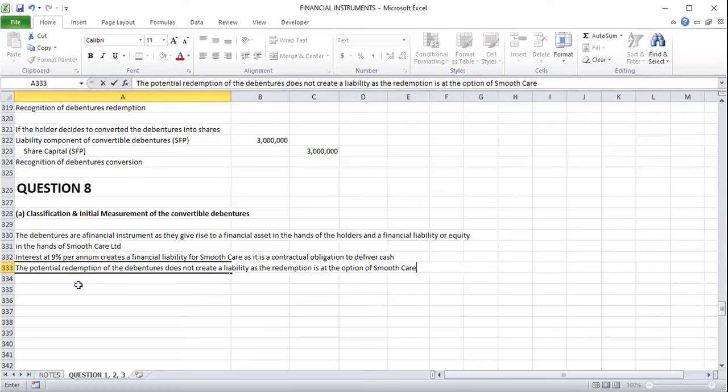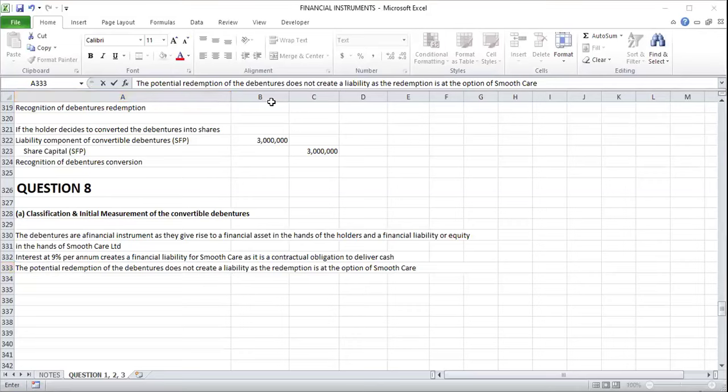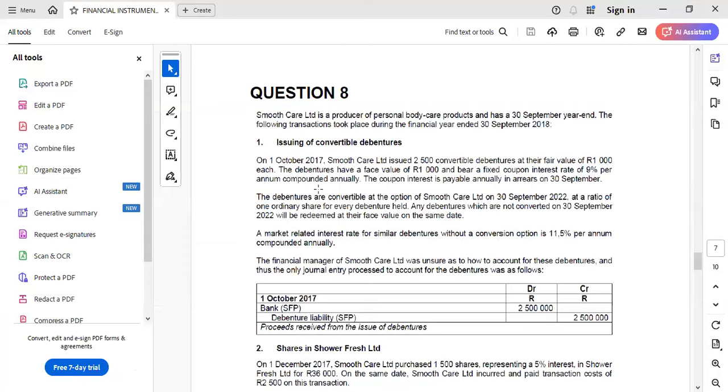But in this case, since they said here that Smoothcare is the one who decides, the principal does not create a liability. They said the debentures are converted at the option of Smoothcare. So there's no liability of the principal amount. But if they said it's at the option of the holder, then there was also going to be a liability. Right.